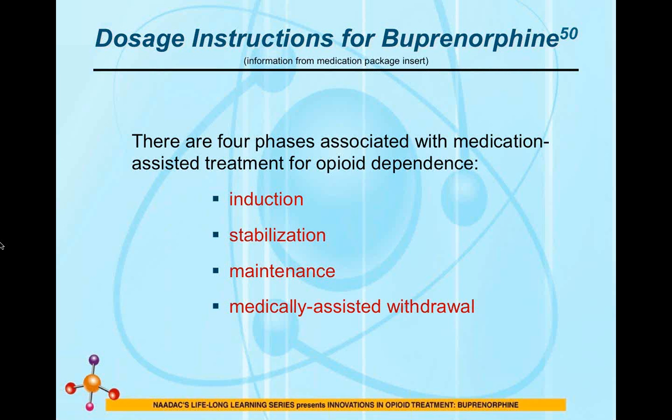We want to make it so they have no withdrawal symptoms but have the least amount of euphoria and psychoactive effects as possible. Then that third stage is the maintenance. Once you find the dosage that works for them to stave off those withdrawal symptoms and let them function normally, then they're in maintenance stage, and that just continues on for as long as the patient and prescriber agree to.